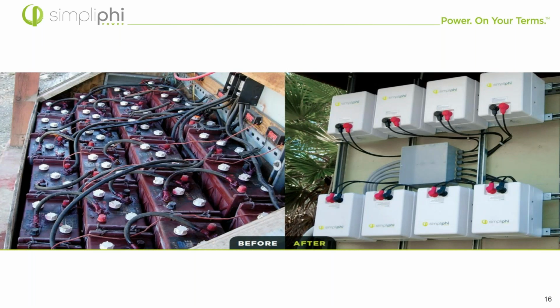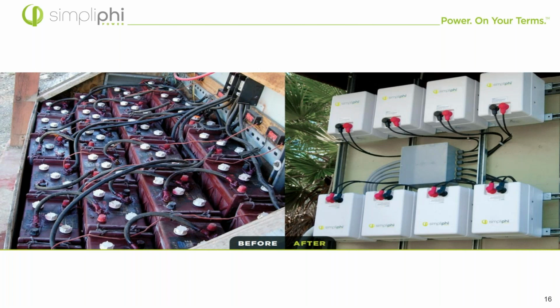So this is a great example of what it looks like when we dive into the lead acid world and the lead acid replacement. Over here on the left is the before picture of this system. You can see it's in a battery box. These are flooded lead acid batteries, probably some sort of vent fan built into the system, a lot of corrosion, and a lot of batteries.